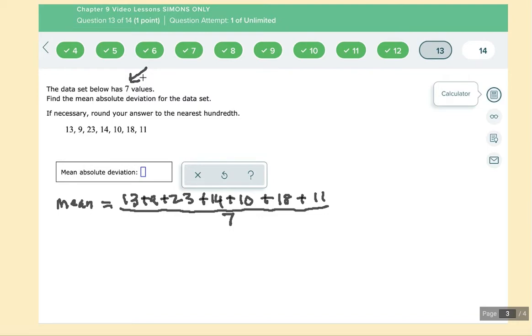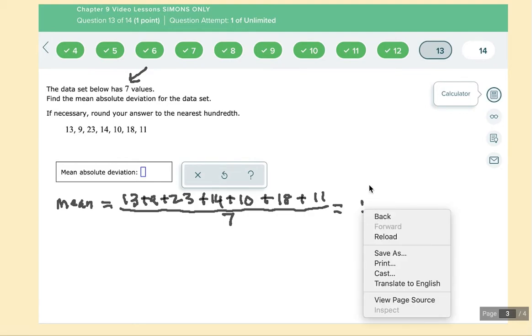I'm doing that right now. 18 and 11. That doesn't look right for some reason. I'm going to do it one more time. 13 plus 9, 23 plus 14, 10 plus 18 plus 11. Well, I'm glad I redid this because I really made a mess of it earlier. So 98 divided by 7 is 14. So my mean is 14.